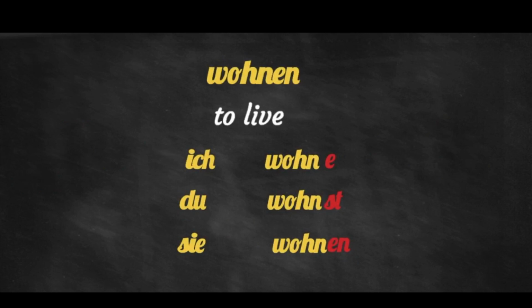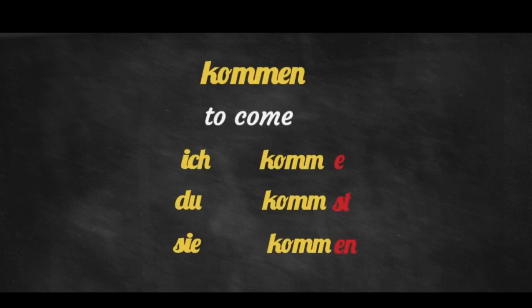Next verb is wohnen. This is the infinitive form and the conjugations would be like ich wohne, du wohnst, sie wohnen. The next one is kommen. Ich komme, du kommst, sie kommen.